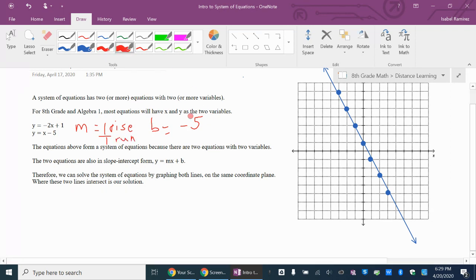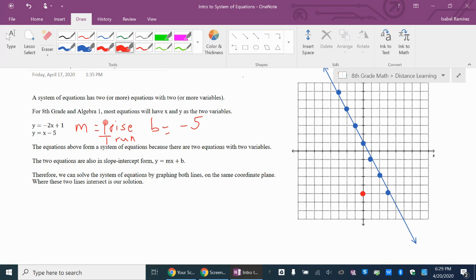So step 2 tells me I'm going to plot b on the y-axis, so now b is negative 5. So here's the origin, so negative 1, negative 2, negative 3, negative 4, and negative 5. So I'm going to plot negative 5 on the y-axis. And I'm going to use my slope 1 over 1 to plot additional points. So that's step 3. And again, this is a positive slope.